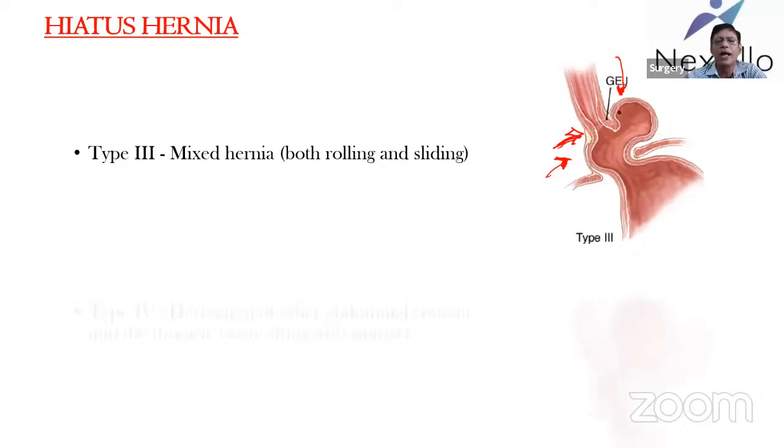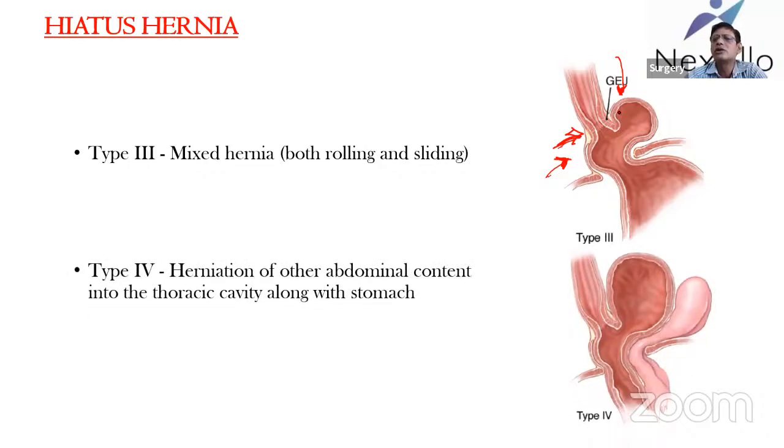And type 4 hiatal hernia is the herniation of other abdominal content into the thoracic cavity along with the stomach. What you see in this picture is the gastroesophageal junction, pulled up over here. This is the sliding type of hiatal hernia. This portion that you see here is the rolling hernia. And along with this, you see something herniated over here. This is actually the spleen. Now, this spleen also has herniated into the thoracic cavity along with the upper part of the stomach.